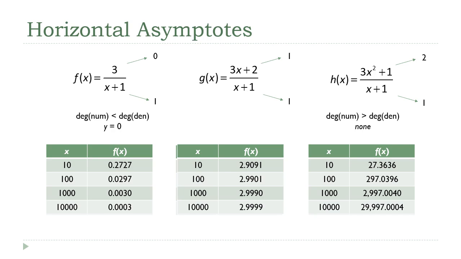Now, this middle case is a little interesting. In this case, I'm saying that the horizontal asymptote occurs at a ratio. Well, what ratio? It's the ratio of the leading coefficients. The leading coefficient of 3x plus 2 is 3. The leading coefficient of x plus 1 is 1. And the horizontal asymptote occurs at y equals 3 over 1, which is just 3, which is what we were seeing here with our numbers. Okay, so let's look at some examples.